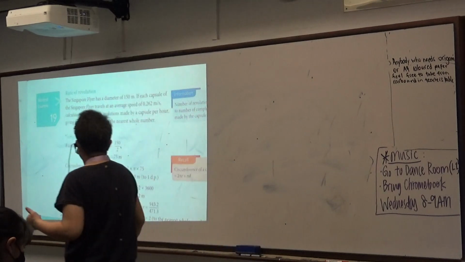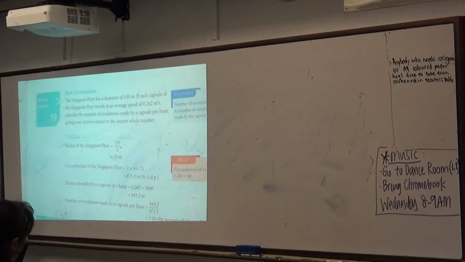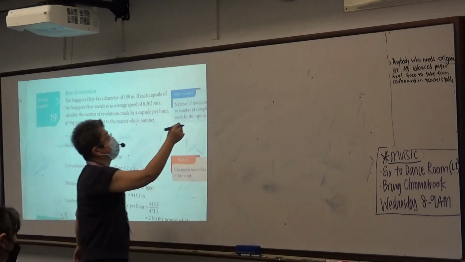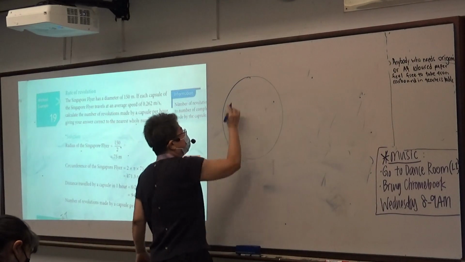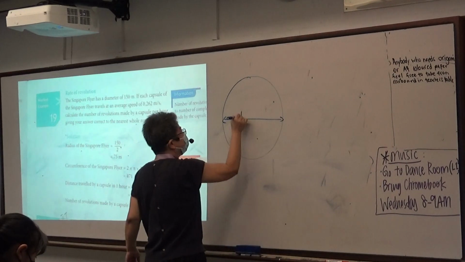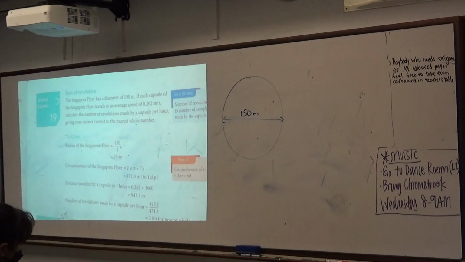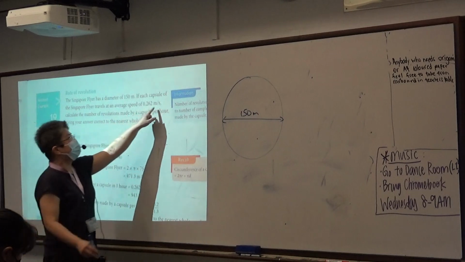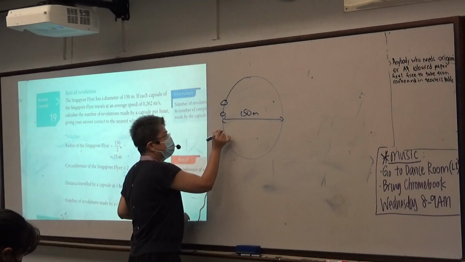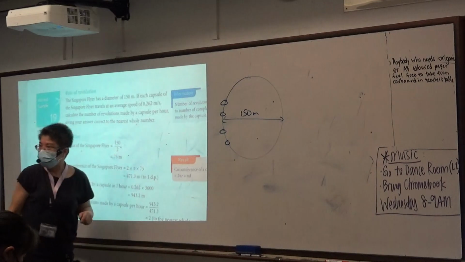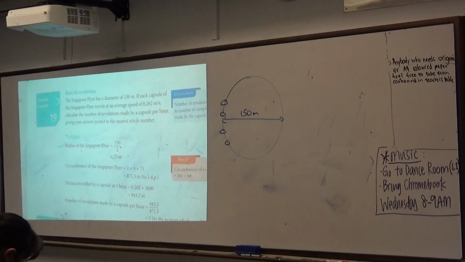Alright? Now, the Singapore Flyer has a diameter of 150 meters. And this is the Singapore Flyer. The diameter is like that, right? 150 meters. Are we clear? Okay. If each capsule of the Singapore Flyer travels at an average speed of this many meters per second, calculate the number of revolutions made by a capsule per hour. Give your answer correct to the nearest whole number. Now you know there are capsules here and there, right?